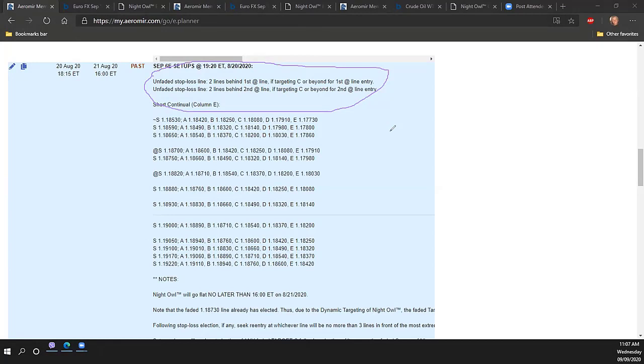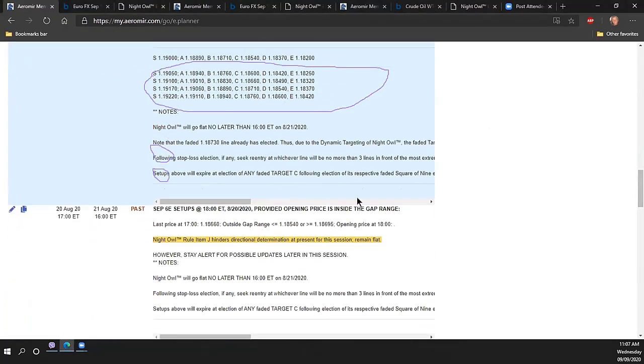Night Owl measures risk in lines. It measures targets by letters, and you can see the letters A, B, C, and so on for each line, and it measures the risk as the number of lines down from the @ symbols. The @ symbol represents the recommended initial entry that Night Owl will give to us each night. I don't know if I have the information on this post. Let me scroll down if I can. Yes, here.